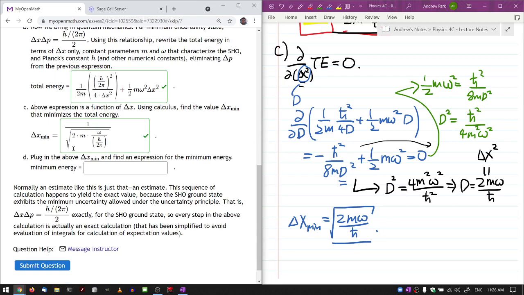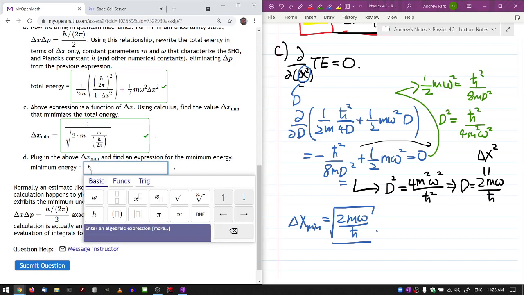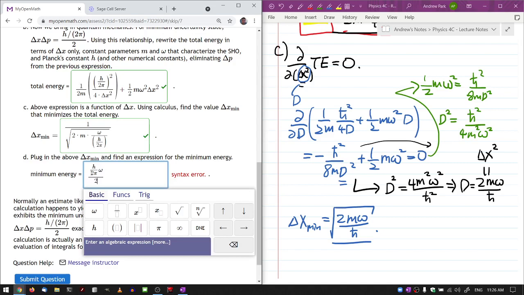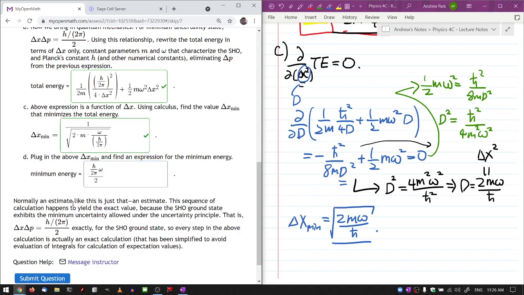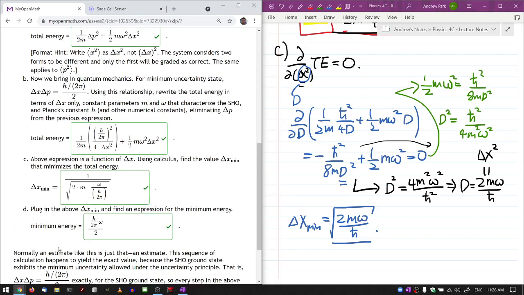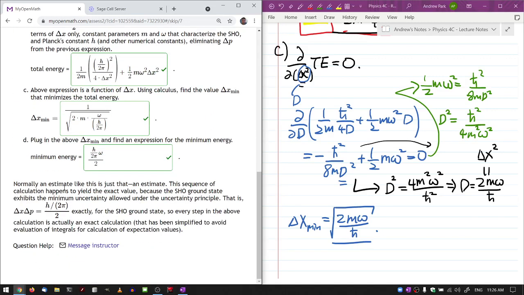Okay. So for part D, I know what the answer is, so I'm just gonna write in the answer. Here, the answer will end up being h bar, or h over 2 pi, times omega, and not ending there, omega divided by 2 because it's the ground state. And when you plug in the value of delta x min into these and you go through the algebra, this is what you will get.